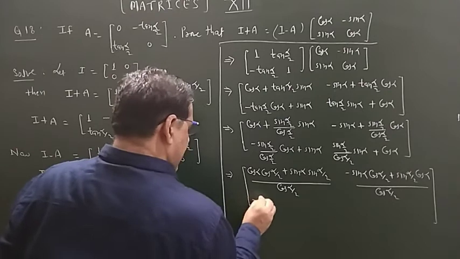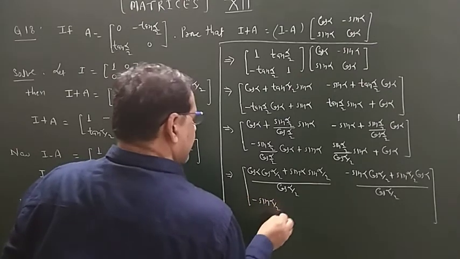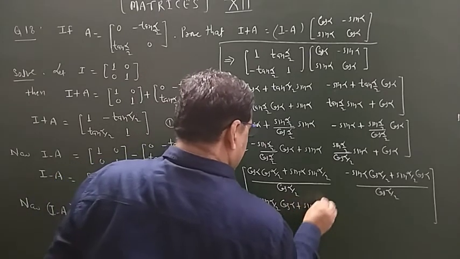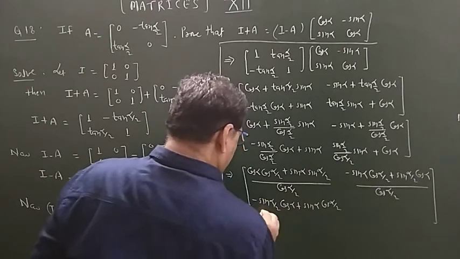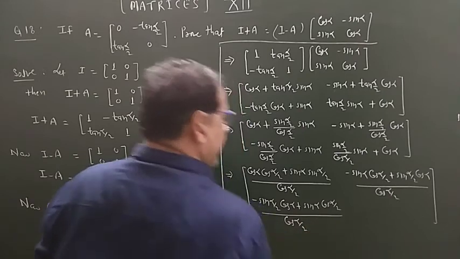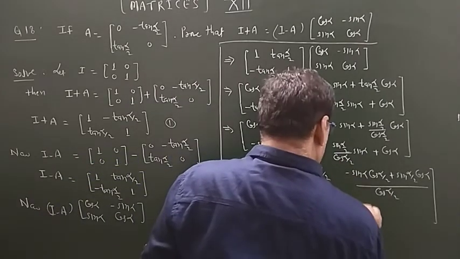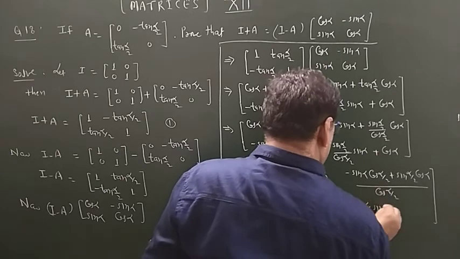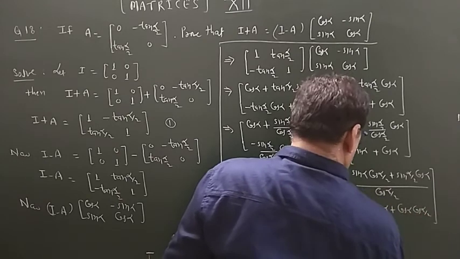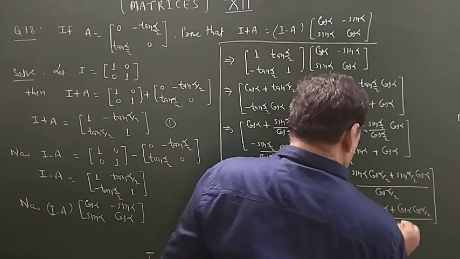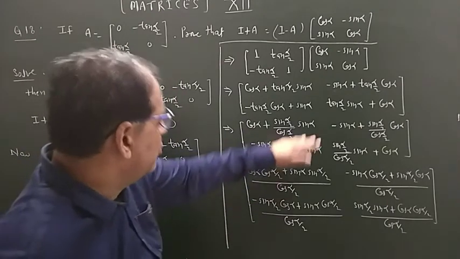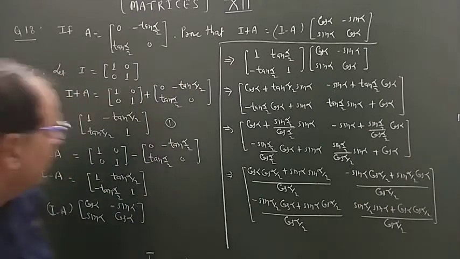Here minus sin alpha by 2 cos alpha plus sin alpha cos alpha by 2 upon cos alpha by 2, and here sin alpha by 2 sin alpha plus cos alpha by 2 upon cos alpha by 2. So we take the LCM here, cos alpha by 2. So we have this step now.